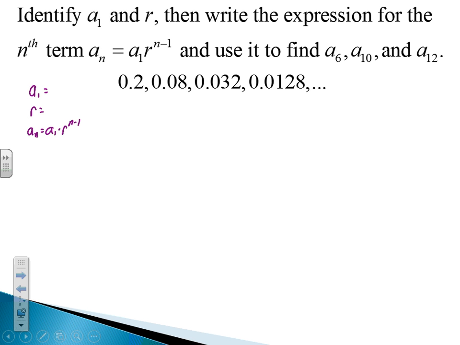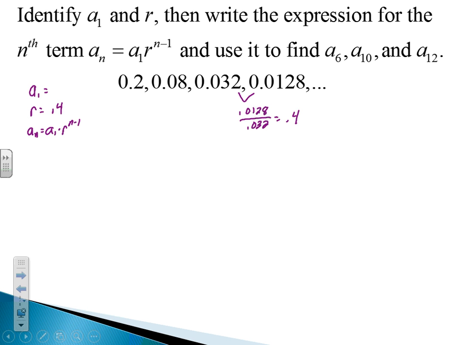So looking here, if you say 0.0128 divided by 0.032, you're going to get 0.4. And if you say 0.032 divided by 0.08, remember, we're just taking the number on the right and dividing it by the number immediately to its left. And we're getting 0.4 in this case. So my common ratio is 0.4.